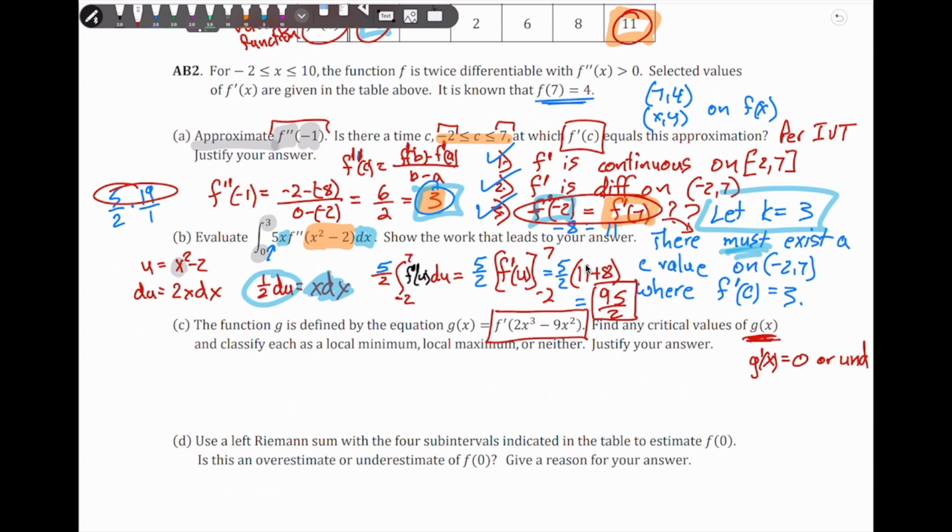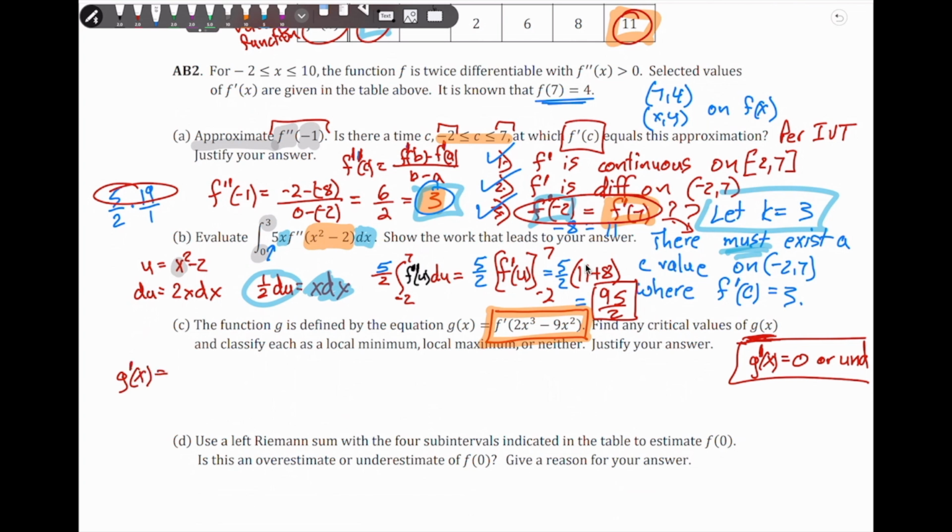Okay, so first of all, we have to find what is g prime of x, because that's what we're looking for to see when it equals 0 or is undefined to start off. So what I'm going to do is end up differentiating this function of g of x. So let's go ahead and begin that part. So we have g prime of x. We have some chain rule going on here.